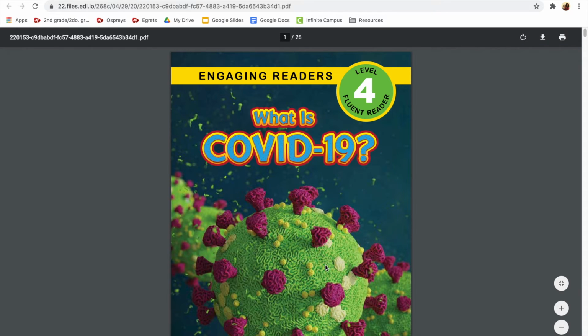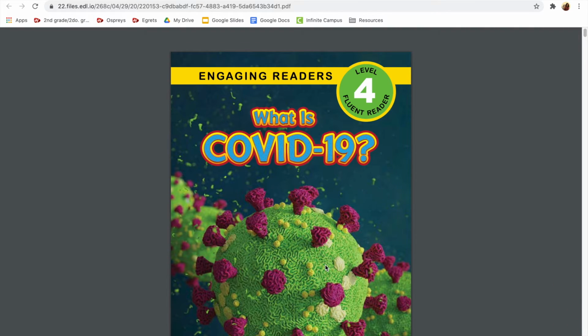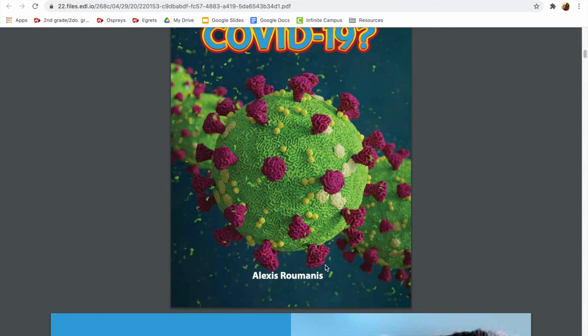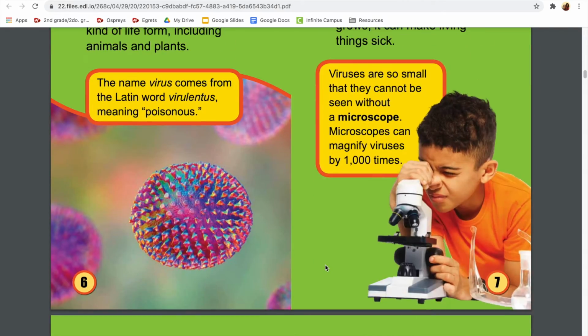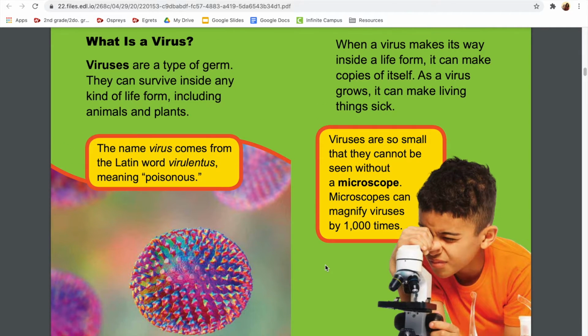So, I'm going to read a little bit of information about what is COVID-19. So, what is a virus? Viruses are a type of germ. They can survive inside any kind of life form, including animals and plants. When a virus makes its way inside a life form, it can make copies of itself. As a virus grows, it can make living things sick. Viruses are so small that they cannot be seen without a microscope. Microscopes can magnify viruses by 1,000 times.